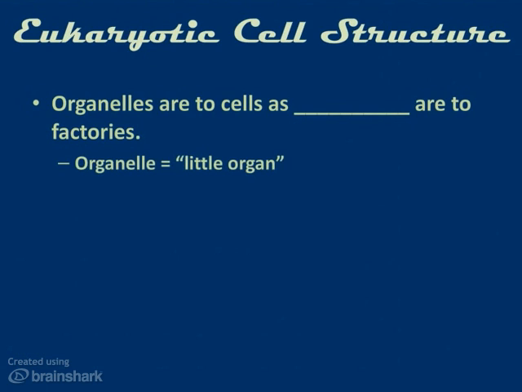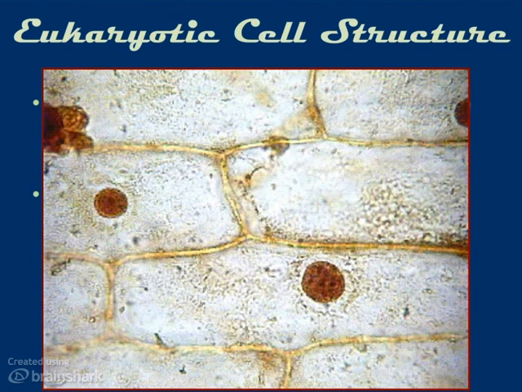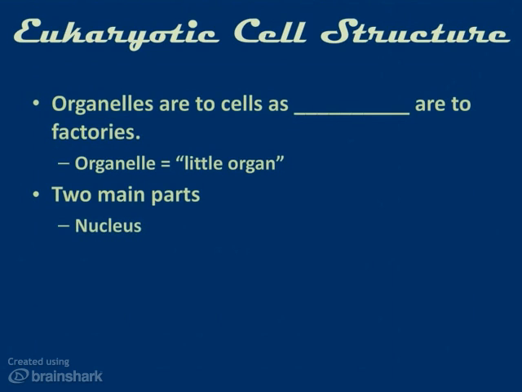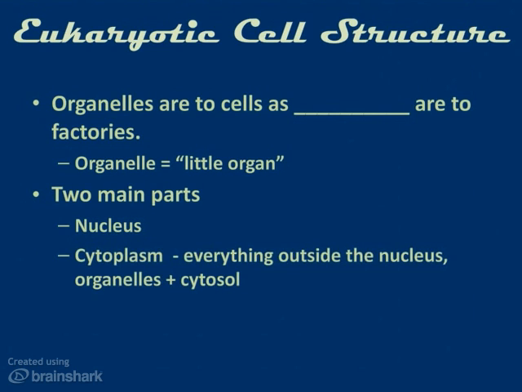Organelles are little organs that work together to help a cell function efficiently. So they're kind of like the departments in a factory or an office. They really do work together like the organs in your body. We're going to focus on the eukaryotic cell in this unit. There are two main parts to most eukaryotic cells: the nucleus, as you see here in the brown, and the cytoplasm, which is everything outside the nucleus but inside the cell membrane, including any organelles. The cytosol is the liquid portion of the cytoplasm that suspends all the organelles.